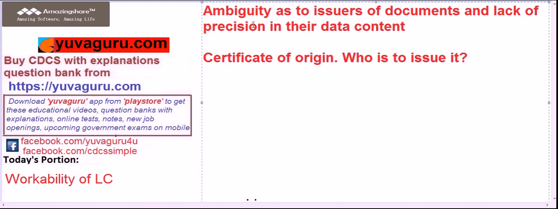Next problem comes as ambiguity to the issuers of the documents. For example, certificate of origin. Now who is to issue it? If the applicant doesn't give anything, even the beneficiary can issue the certificate of origin. So the applicant has to clearly state the certificate of origin needs to be issued by either the beneficiary or the Chamber of Commerce or XYZ party. Similarly for other documents, like the weight certificate. Now who is to issue the weight certificate? No one knows. So there should not be any ambiguity regarding this.